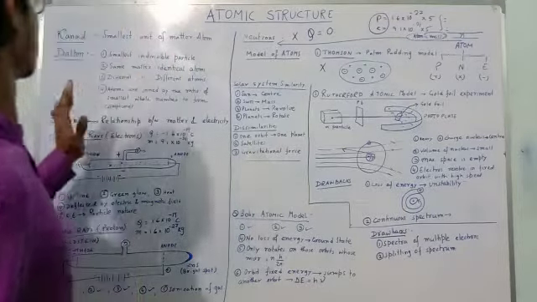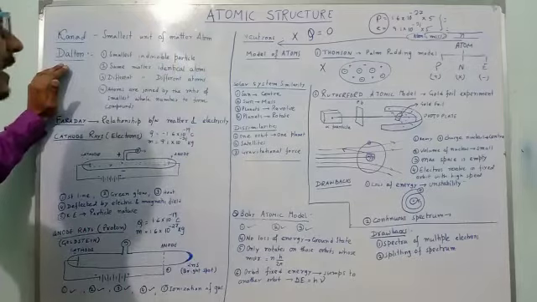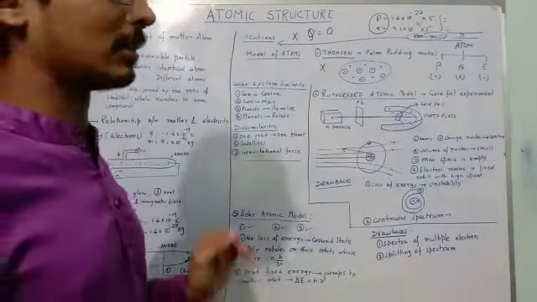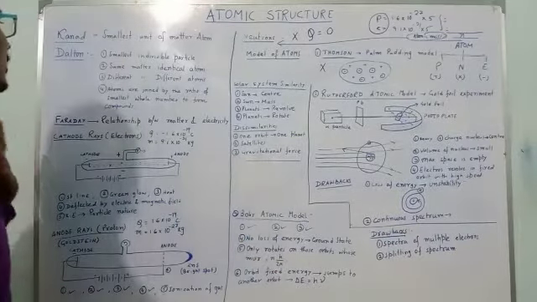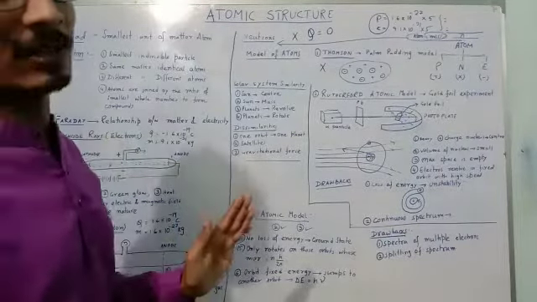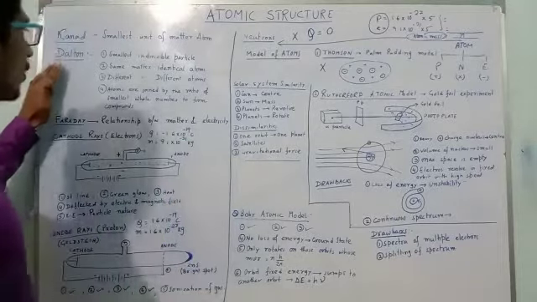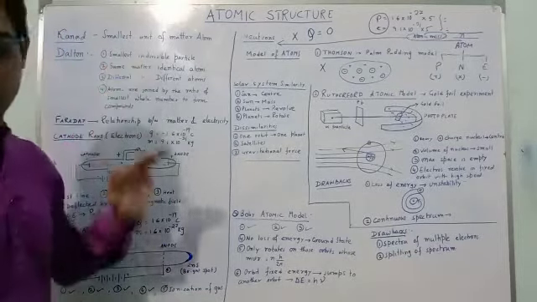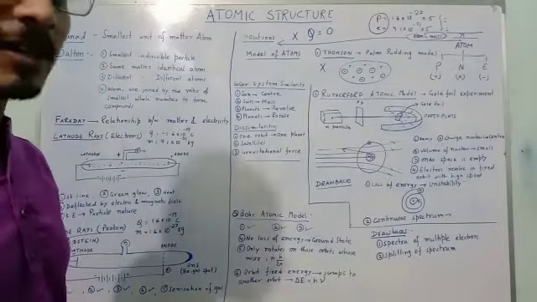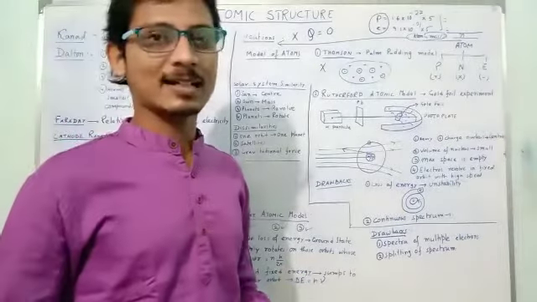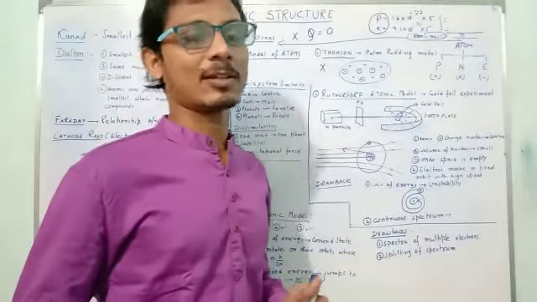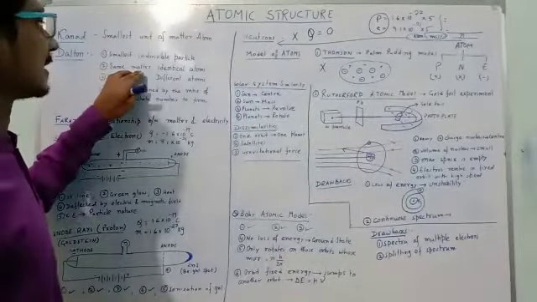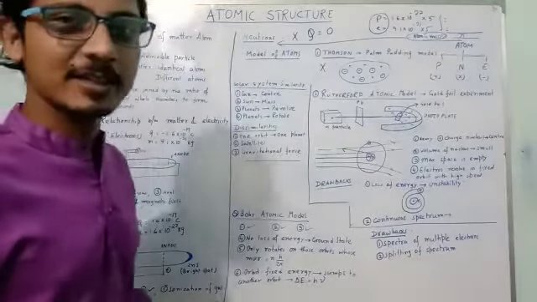After many years, scientist John Dalton proposed his famous atomic model or atomic theory, which is called Dalton's atomic theory. He proposed that atom is the smallest indivisible particle. That means you cannot divide atom into subatomic particles. Number two, same matter has identical atoms.